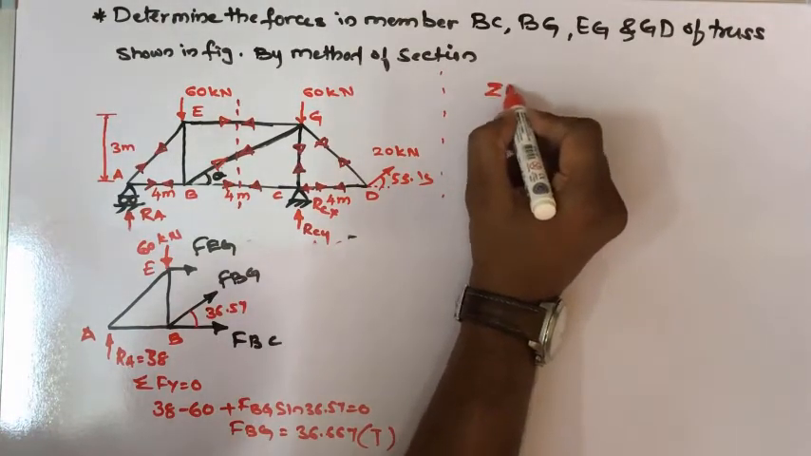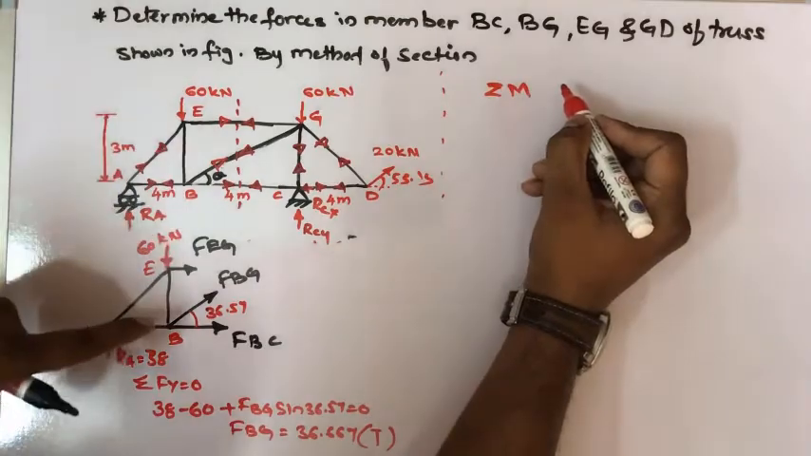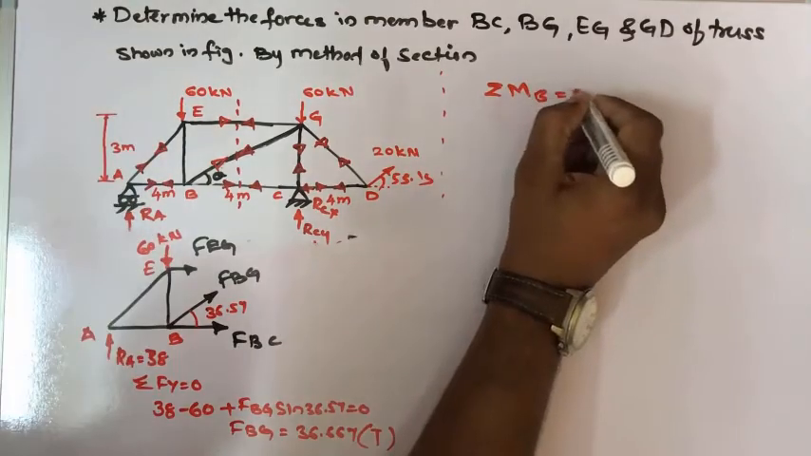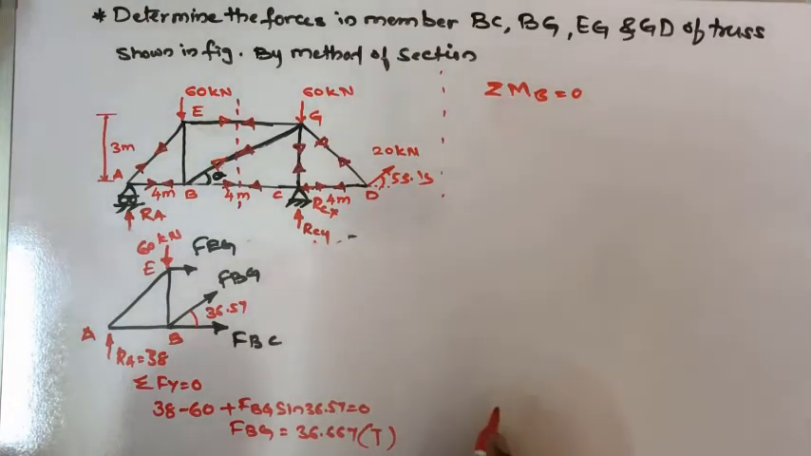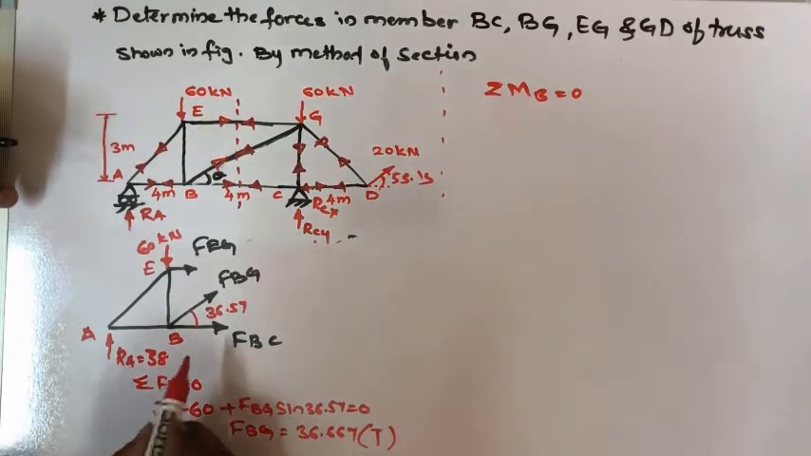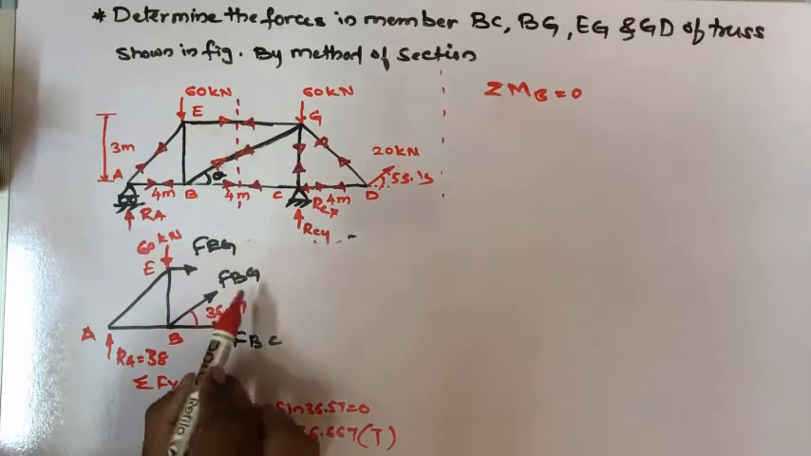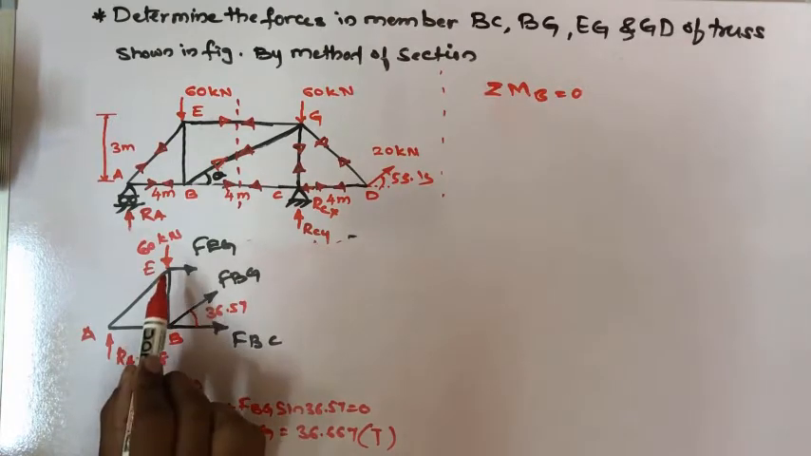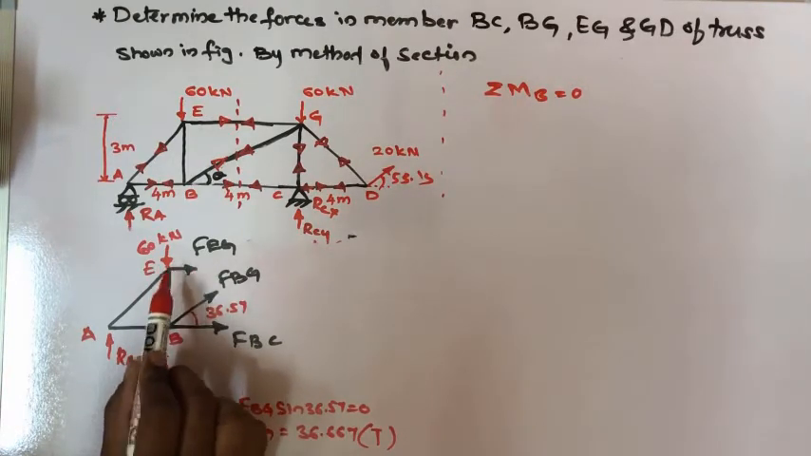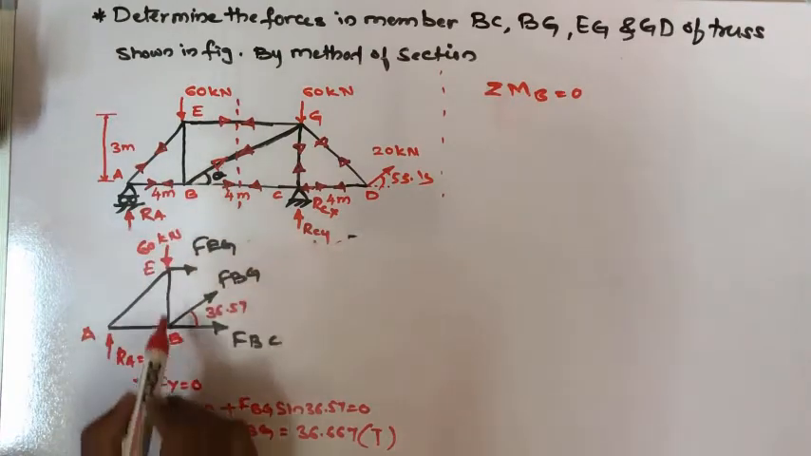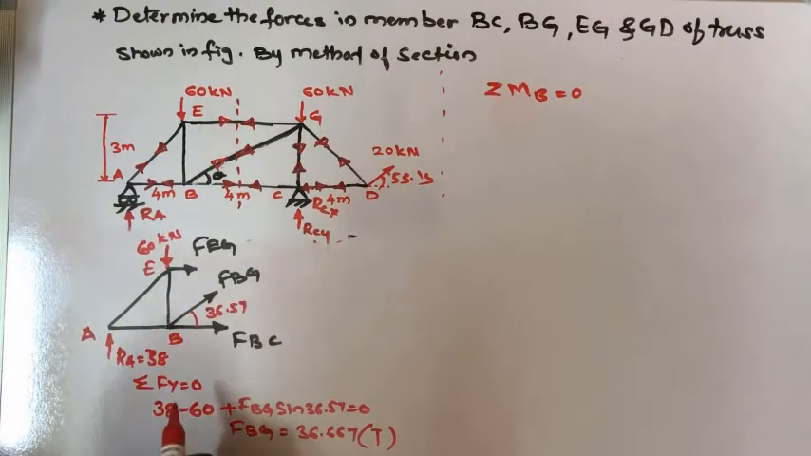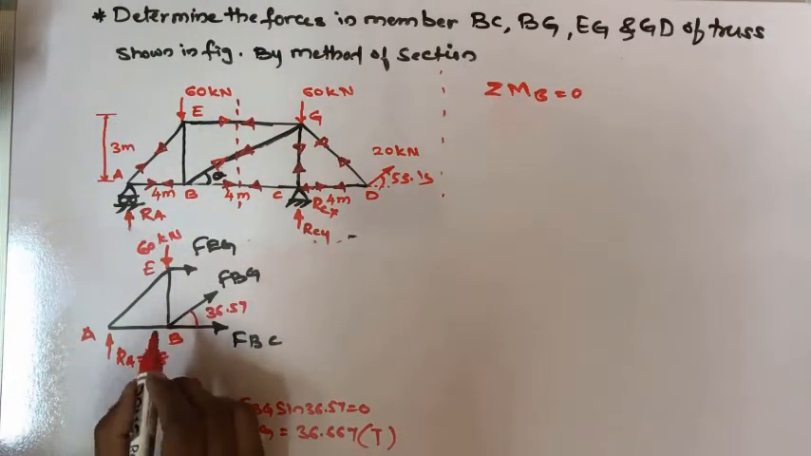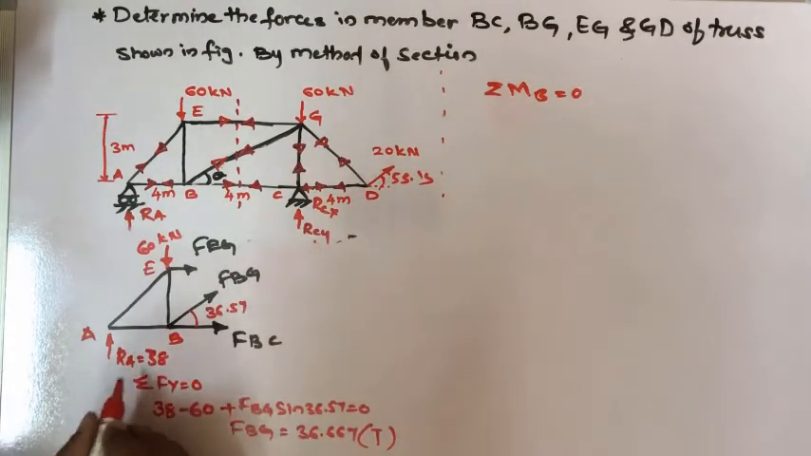So it will be summation of M. At this point, I'll take the moment, summation on D. So I'll go ahead with that itself. The moment due to FBC will be 0. Moment due to FBG is 0. Only remaining is the 38, then FEG, because the line of action of the force passes through the moment center. This also will be 0. So start with your first force, which is 38.